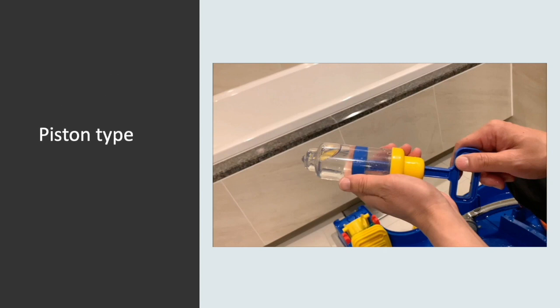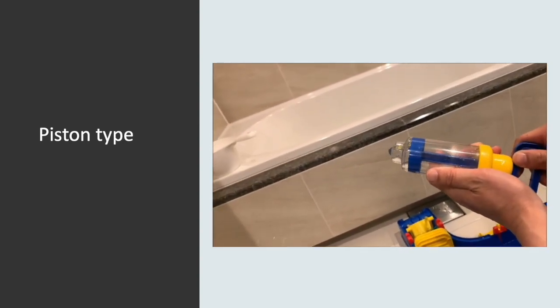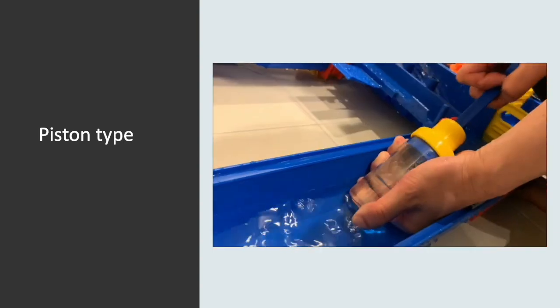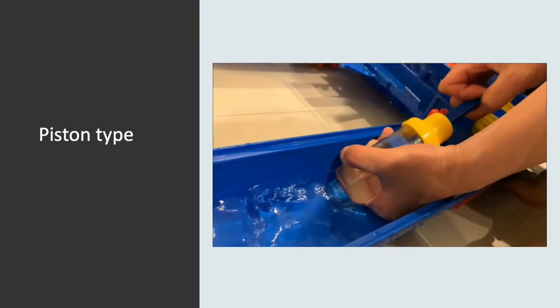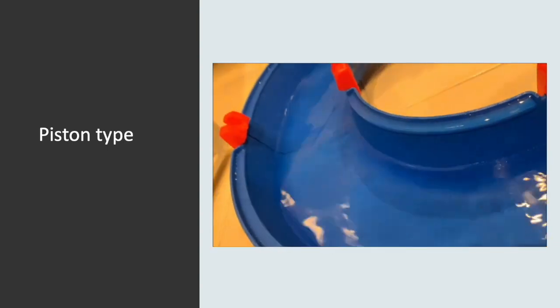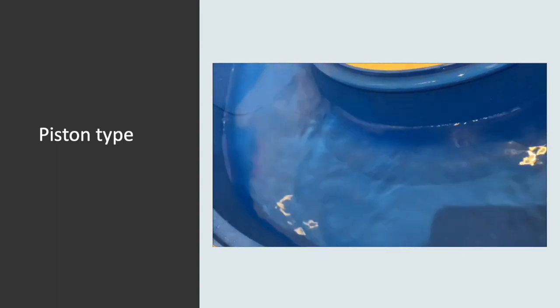Using a toy to show the piston type, the amount of water in the toy syringe is the stroke volume. Pushing and pulling the syringe is the frequency in HFO, and waves are created in the same way as in the diaphragm type.